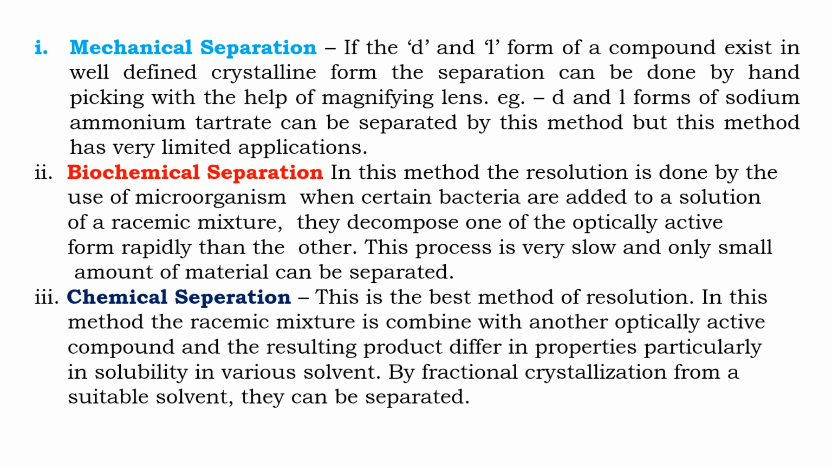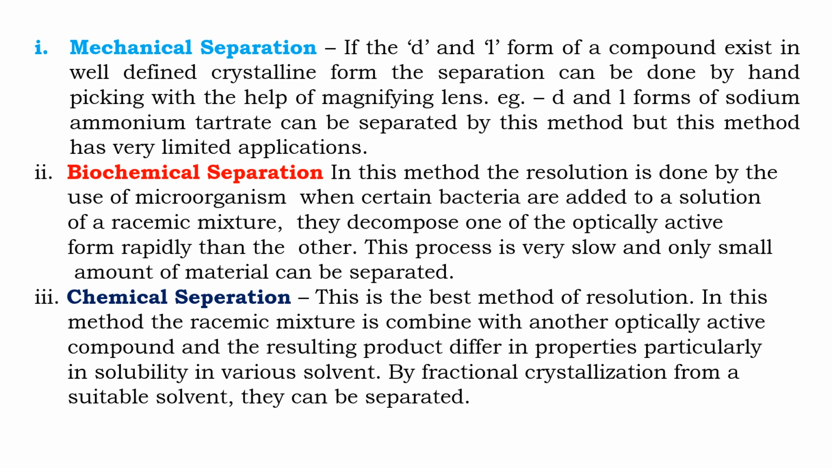In biochemical separation, we use certain microorganisms, and these microorganisms decompose either the dextro or levo form so that the solution contains only either the D or L form. For example, if we use certain bacteria, that bacteria only consume the dextrorotatory sample, or they only consume the levorotatory sample. So when I place this bacteria on a racemic mixture, it consumes either the D or L isomer, leaving one of the isomers there. This type is called biochemical separation.